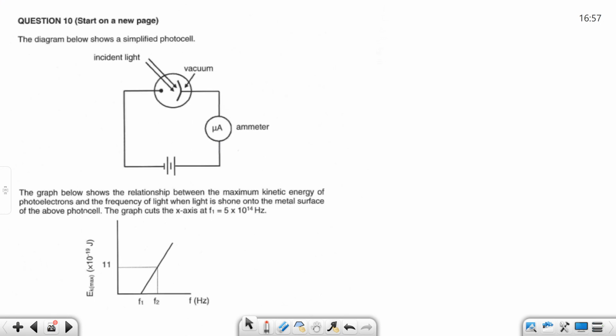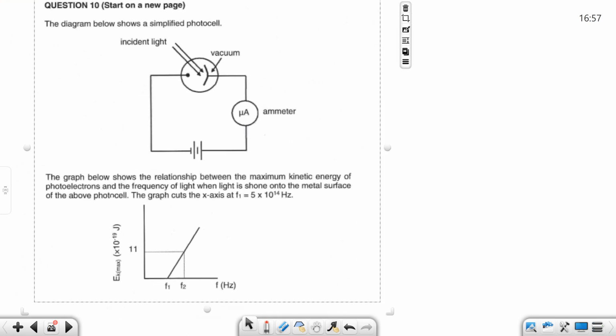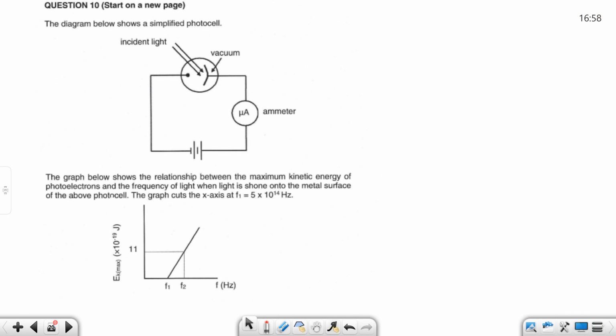Okay, so let's look at this diagram and let's see if we can answer a few things just by looking at the diagram. What can we pick from here? The diagram below shows a simplified photocell. And we know that we have incident light, the vacuum, and an ammeter. The ammeter will measure what? Current. The graph below shows the relationship between the maximum kinetic energy of the photoelectrons and the frequency of light when light is shone onto the surface of the metal. I did explain how to interpret this graph. Your y equals mx plus c.